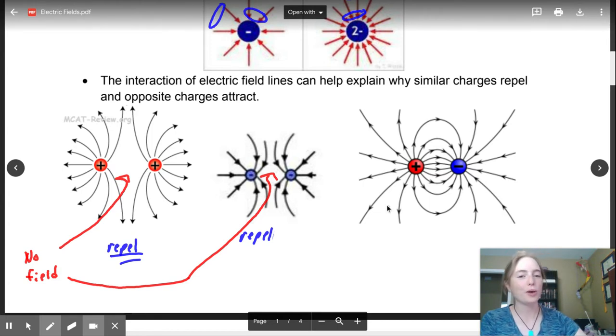Okay, so when you have two different charges and your field lines are moving away from a positively charged object, those arrows are going to go right towards that negatively charged object. So if you place a positively charged object here, it's going to zip its way over that way towards that negatively charged object. Sounds good?